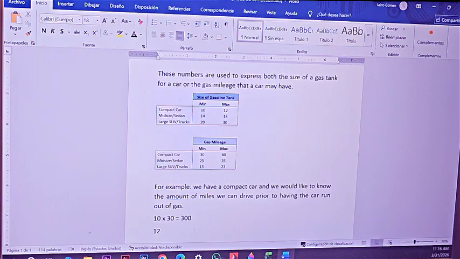So for the minimum, we can drive up to 300 miles, or if we have a gas mileage of 40, we can drive up to 400 miles. For the 12 gallon tank, if we have a gas mileage of 30, we can drive up to 360 miles, or we can drive up to 480 miles.